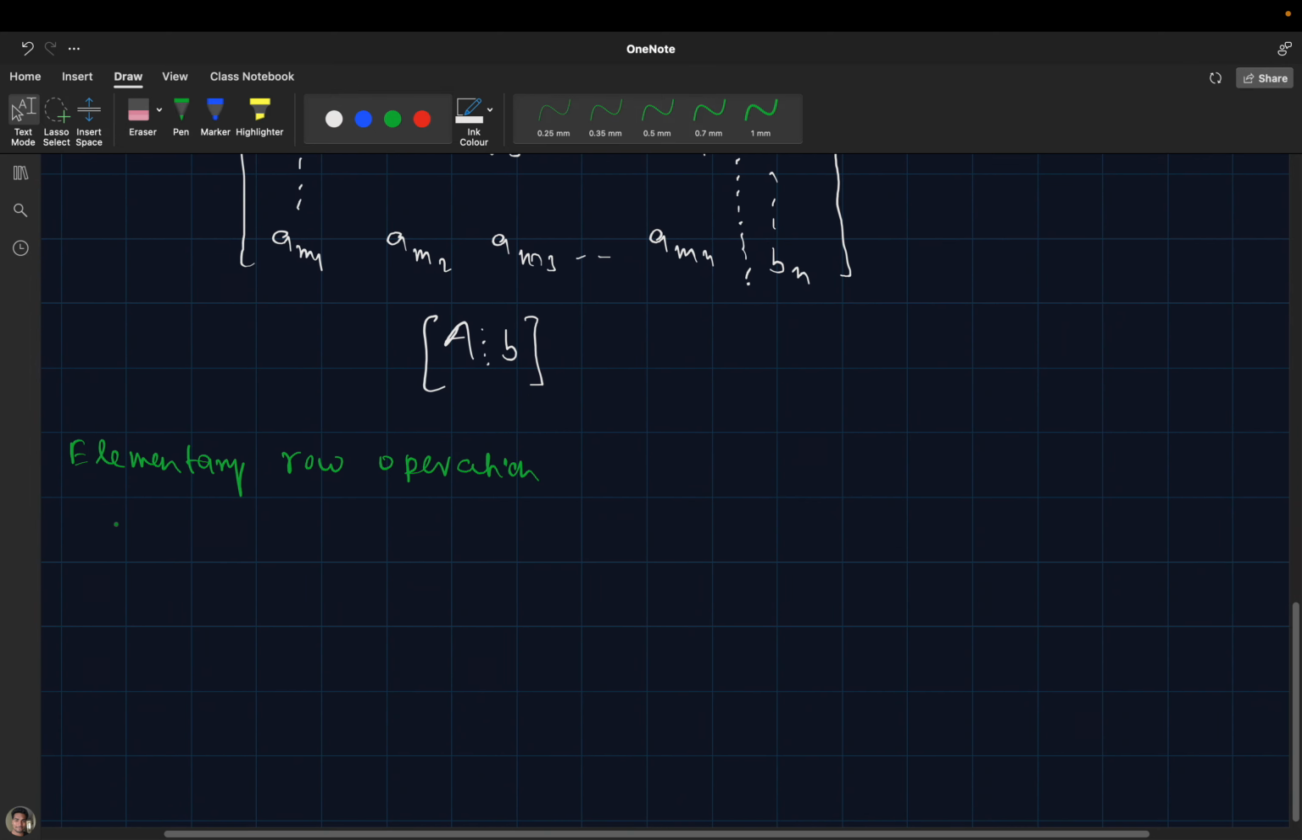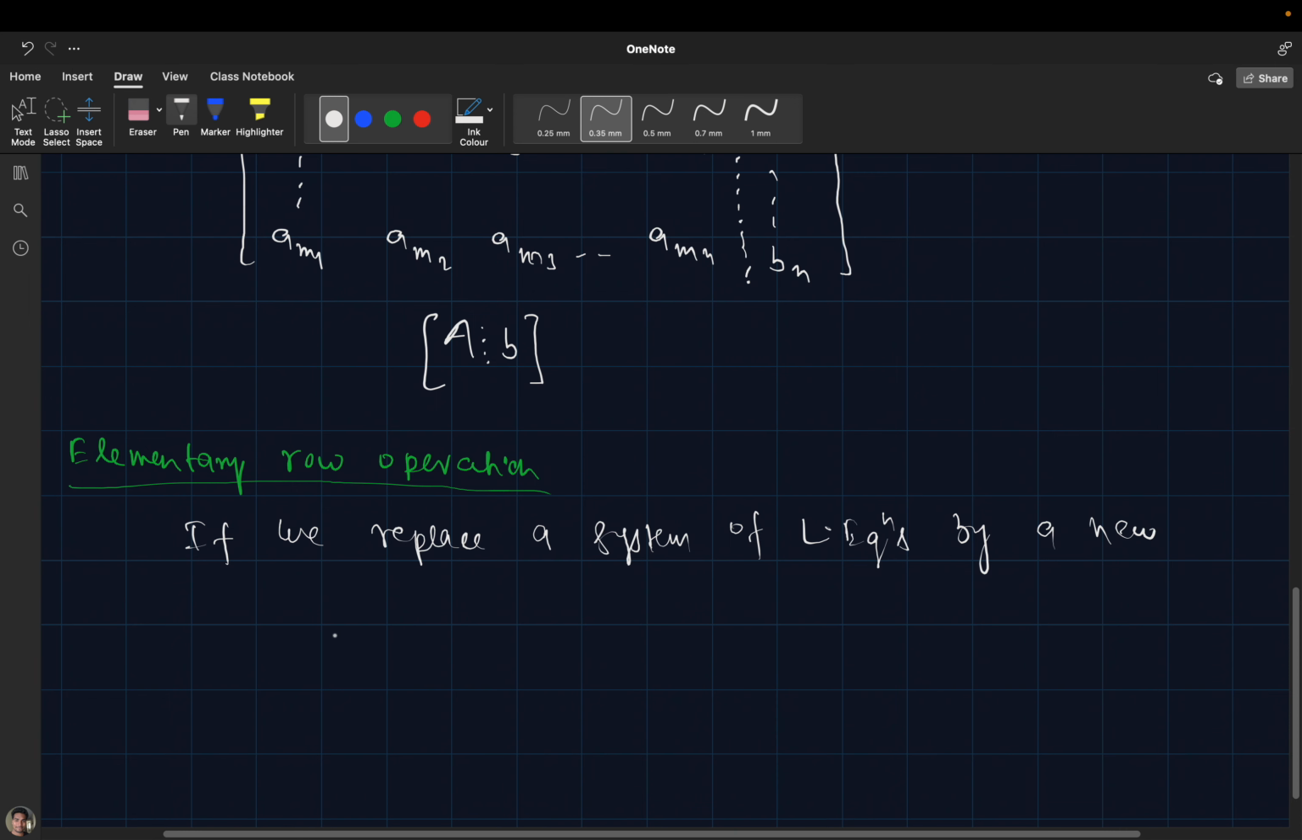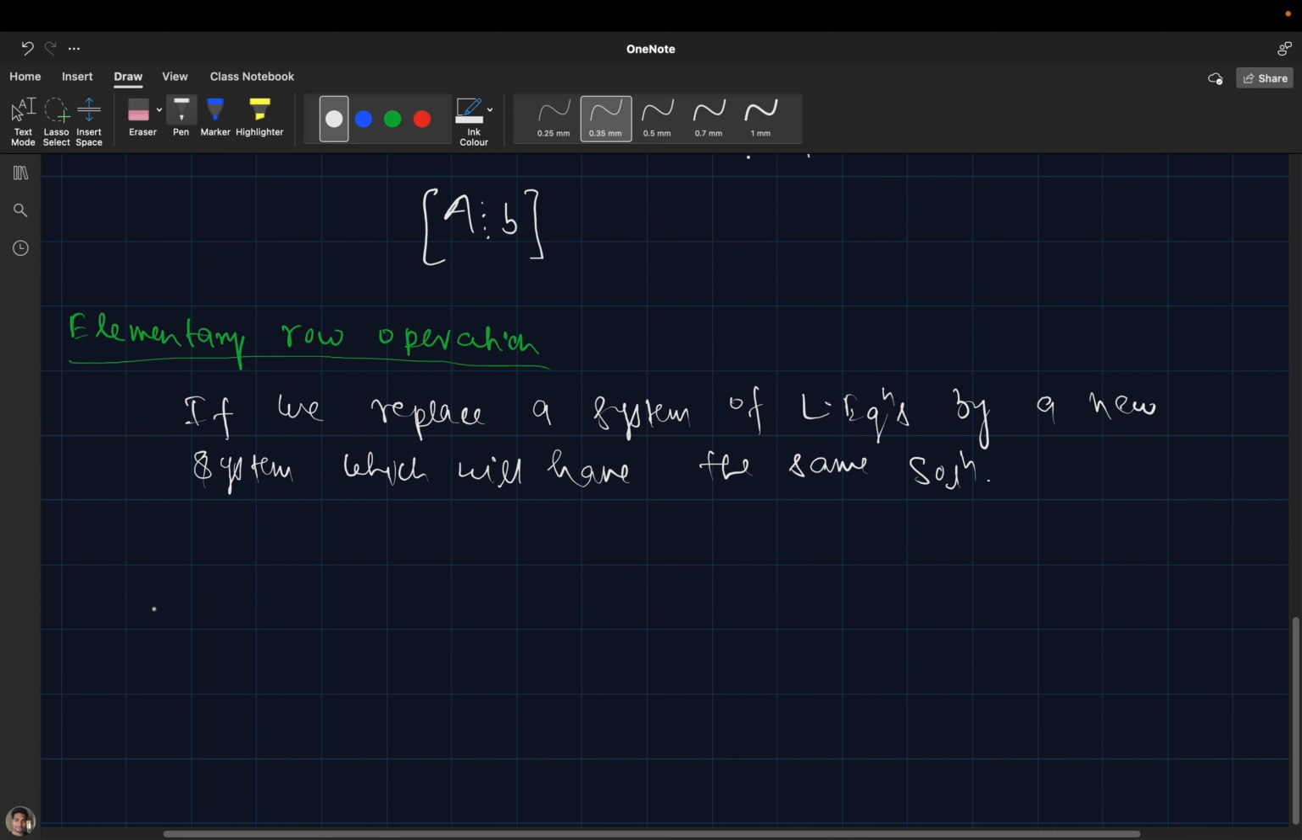So what is called elementary row operation? In this, we replace a system of linear equations by a new system which will have the same solution.